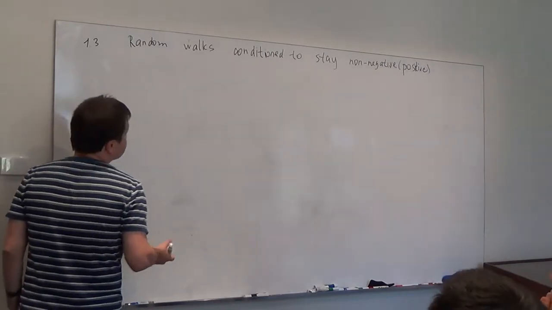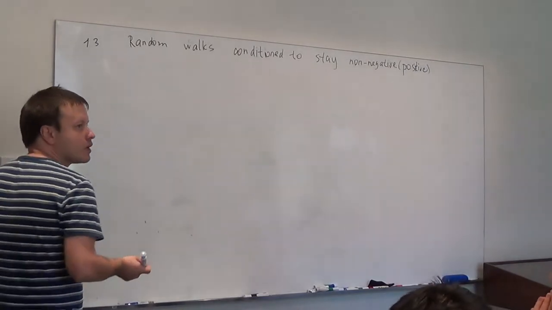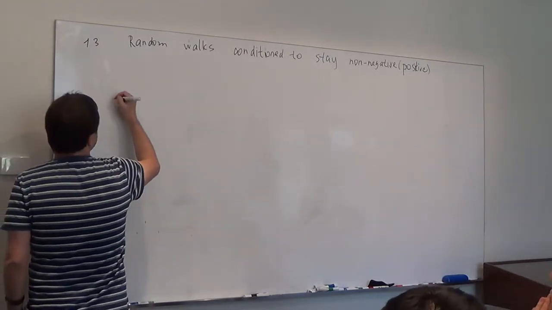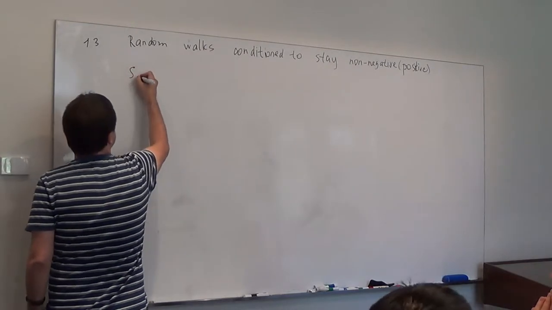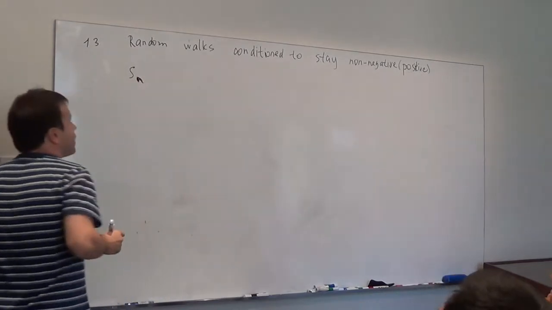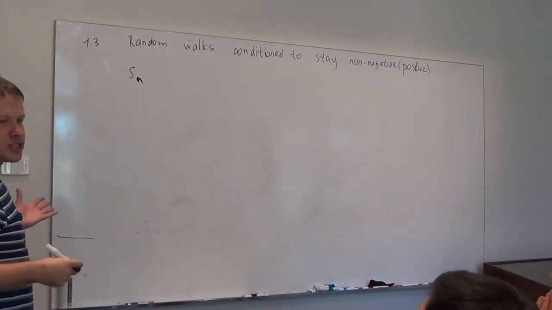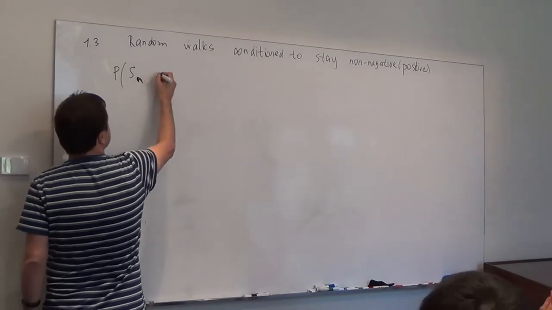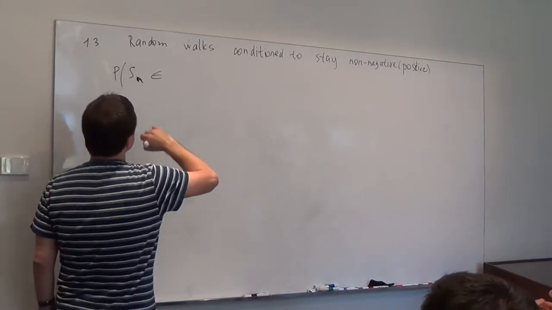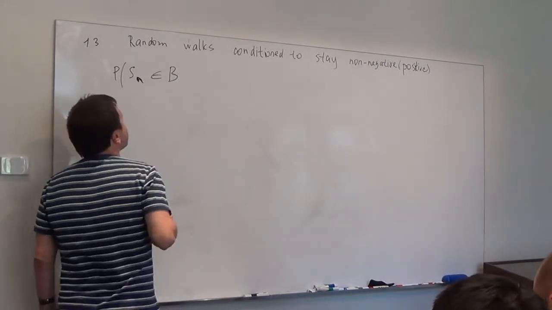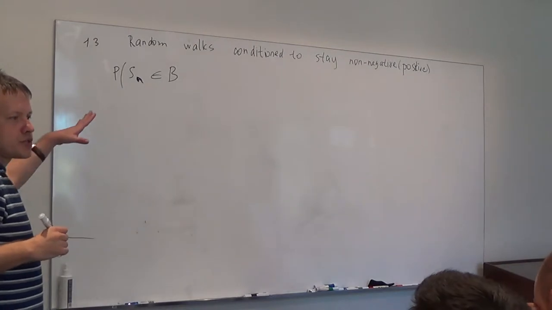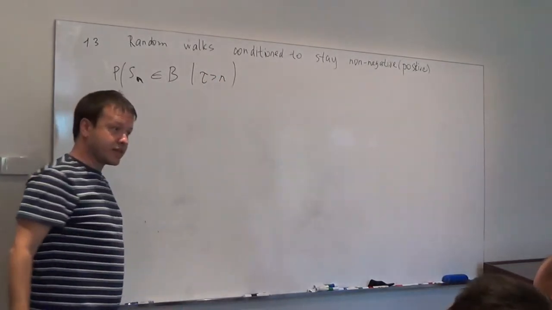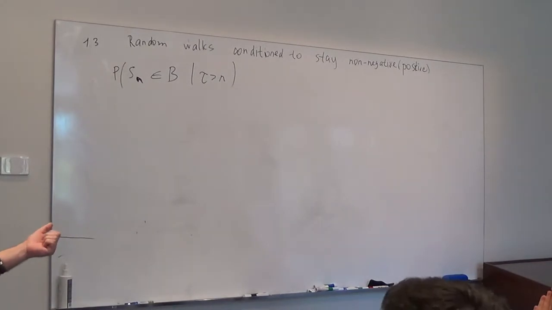So there might be at least two types of conditioning studied previously. The first one is, we can think about our random walk S_n. We can think about either one position or maybe a trajectory of the random walk. But if we talk about one position, then the first type of conditioning might be: look at the probability that S_n belongs to B, but you condition on tau being greater than n.